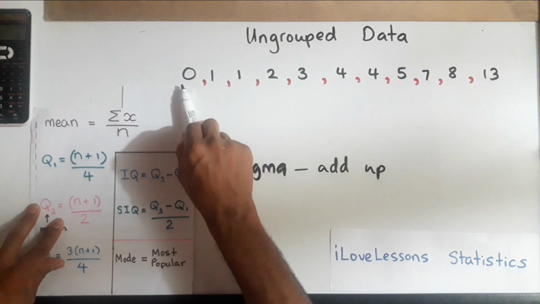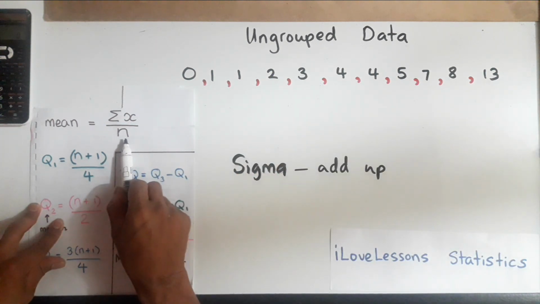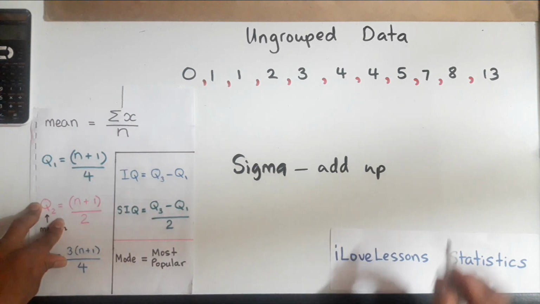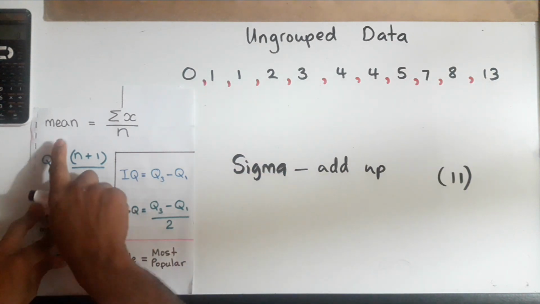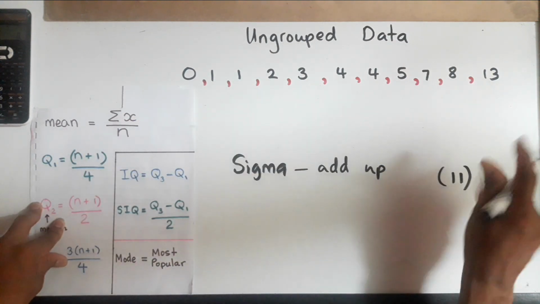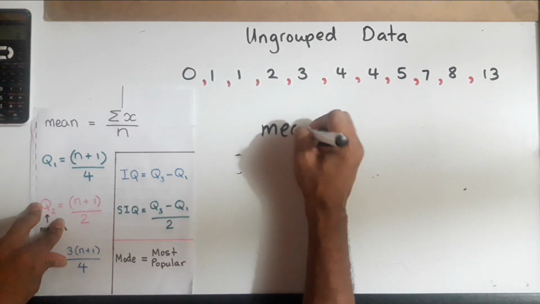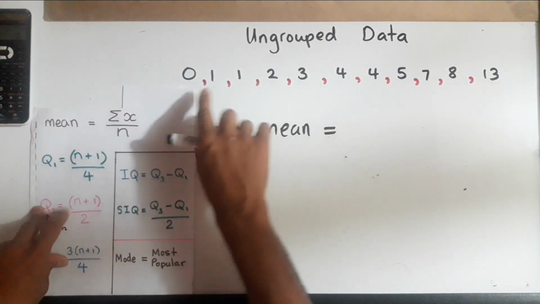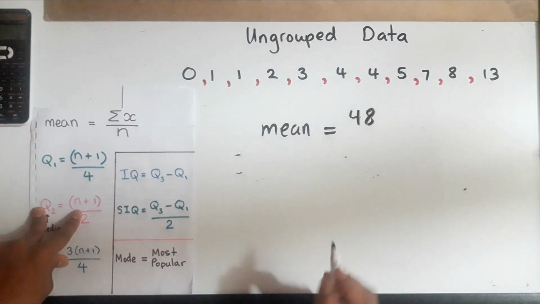The mean is you add up all the numbers, and n is the amount of numbers we had. Remember, we had 11 numbers. So to find the mean, we add up all these numbers, right? So I'll just write it here, mean. Now I already added up all the numbers. When you add up all these numbers, we will get 48.